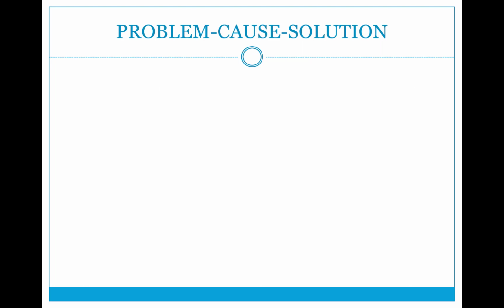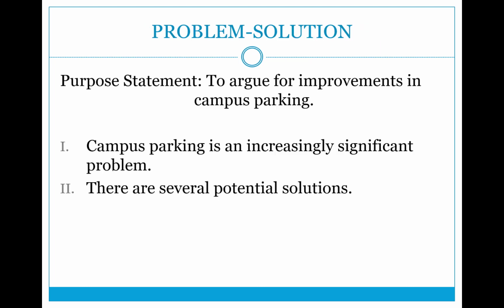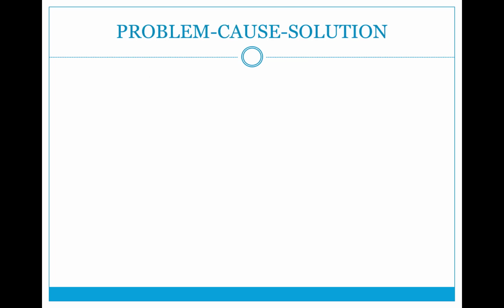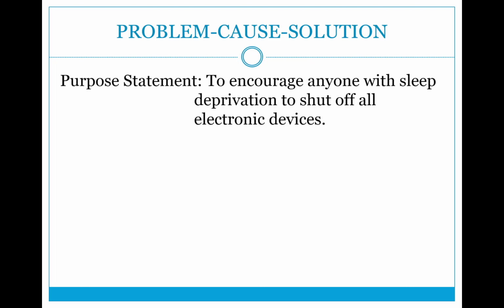The other one is problem cause solution. Now, if you look back, this one is problem solution. So the only difference between problem solution and problem cause solution is this one gives you the cause in the middle. So here, if the purpose statement is to encourage anyone with sleep deprivation to shut off all electronic devices, what is the problem based on this purpose statement? Yeah, it's sleep deprivation, right? The fact that you're not sleeping is the problem. What's the cause? Well, the cause are the electronic devices. And what's the solution? The solution is to shut them all off. So right there in the purpose statement, you have the problem, the cause, and the solution.